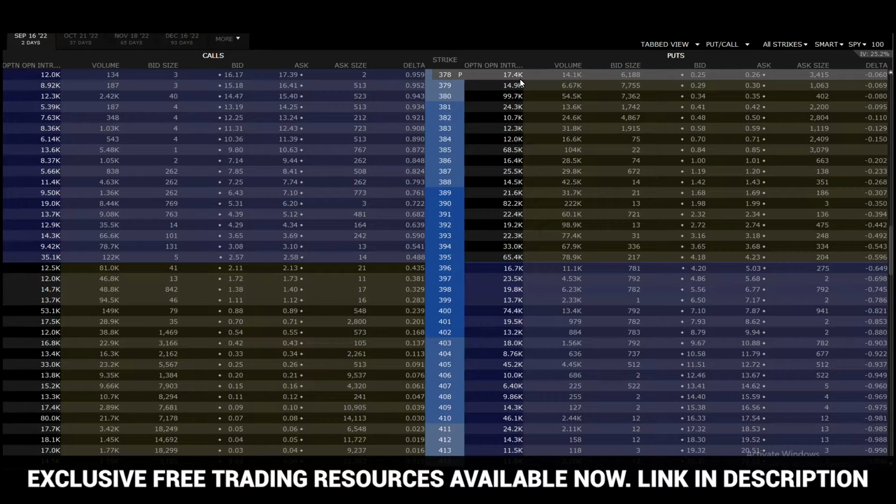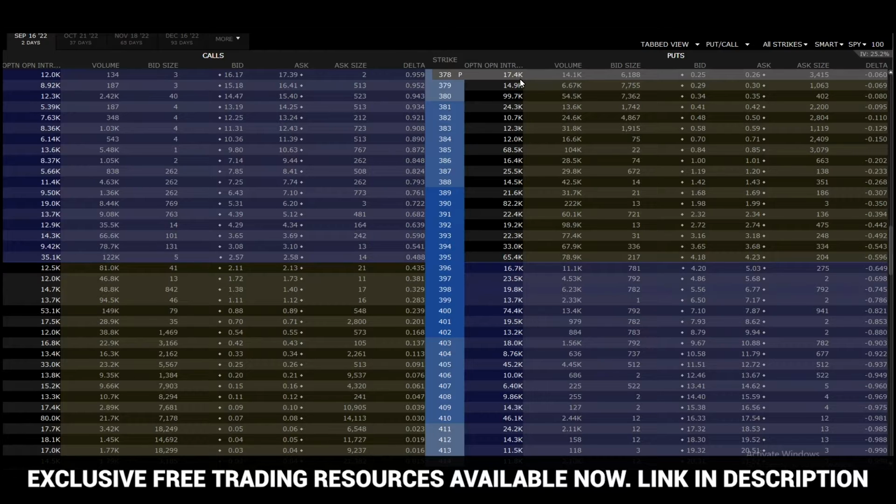For example, for a very similar move, maybe it's a 2-point move on the SPY, a position that expires in a week, right, maybe has a 30-40% gain on the premium. One that expires in 3, 4, 5 weeks out is going to have a small portion of that gain for the equivalent move. So keep that in mind.